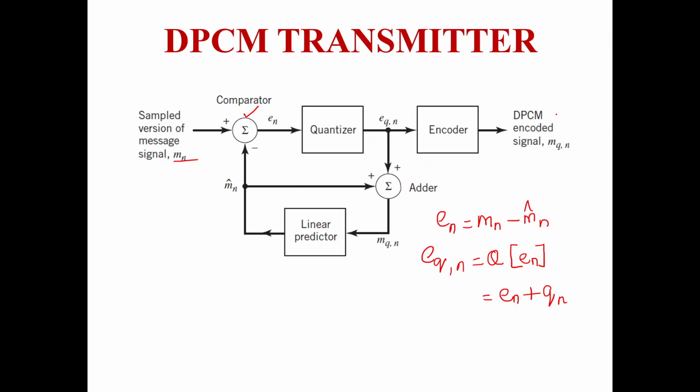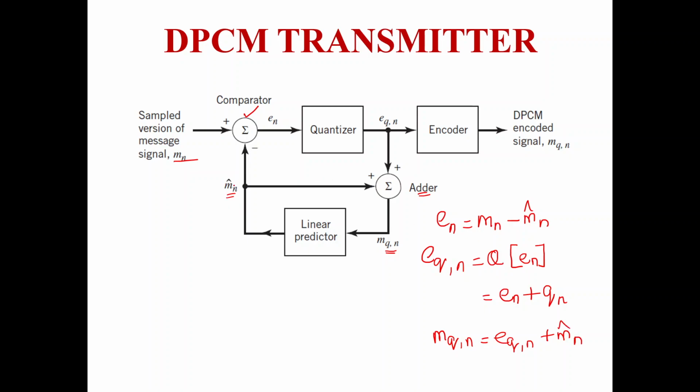When you look at the diagram, this Eqn is given to an adder, right? The adder output is taken as Mqn, represented by Mqn. It is applied to a linear predictor. The output of the linear predictor has been represented as Mn cap. So mathematically I can write down what is Mqn. Mqn can be written as Eqn plus Mn cap.